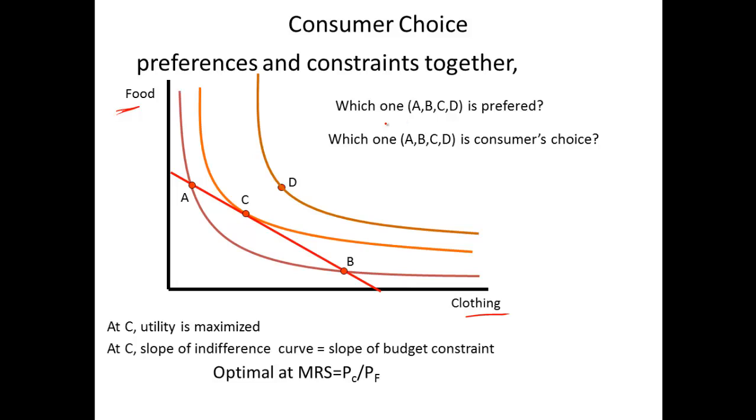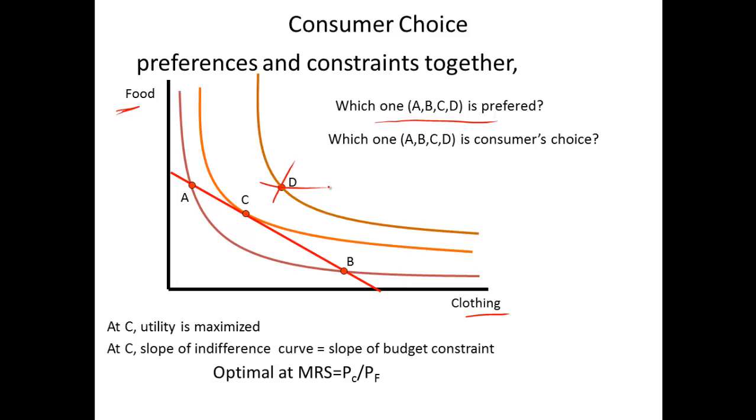Now, the first question we could ask is which of these 4 choices, A, B, C, or D, is most preferred? In any event, D is farthest to the northeast. It's on the highest indifference curve, so it's most preferred. However, it's not attainable. It's not on or inside the budget constraint, so D is not the answer.